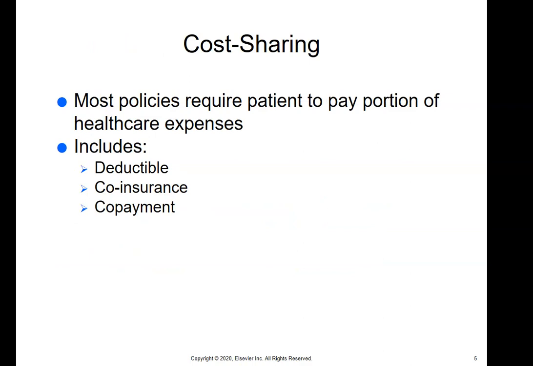Cost sharing. Most policies require a patient to pay a portion of healthcare expenses. These would include deductibles, coinsurance, and copayments. A deductible is a set dollar amount that the policyholder must pay before the insurance company starts to pay for services. Coinsurance is after the deductible has been met, and it's usually a percentage amount. And a copayment is a set dollar amount that the policyholder must pay for each visit.